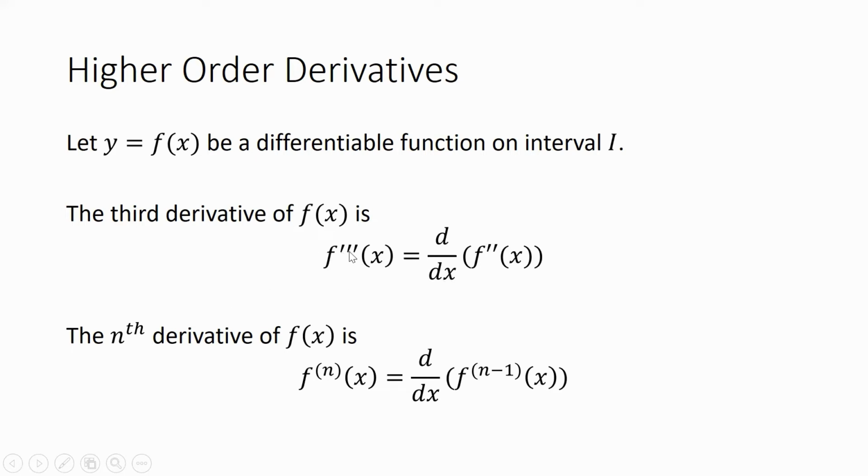And then once you get past 3, that's just too many ticks to write. And so we do the nth derivative, f, and then we put the n in parentheses. We want to make sure it's in parentheses so it doesn't look like an exponent. So f with an n in parentheses in the exponent means the nth derivative of f. And the way you get that is you just take the n minus 1th derivative and then take the derivative of that thing. So you can keep going on as far as you'd like. That's the idea of higher order derivatives.